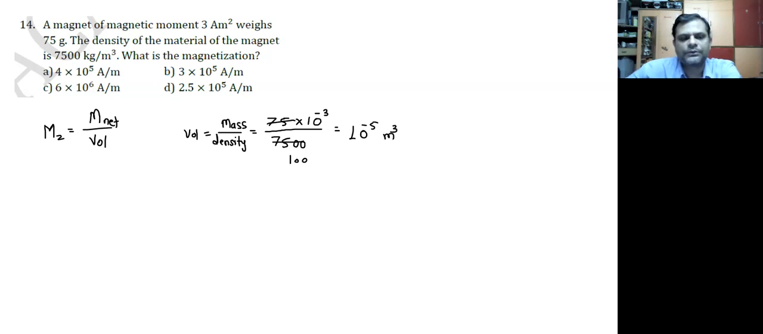Yes, and that is to be put here in the denominator. So अगर यहाँ पे हमने वॉल्यूम डाल दिया तो ऊपर मैग्नेटिक मोमेंट तो ऑलरेडी दिया हुआ ही है 3 एम्पियर मीटर स्क्वायर करके, और वो भी स्टैंडर्ड यूनिट में है, तो इसलिए यहाँ पे हमको मिल जाएगा 3 into 10 raised to 5, which is actually going to be the magnetization, and obviously it will be in ampere per meter, which is the standard unit of magnetization. So it will be B here as the correct option. Okay, let us go to the next question.